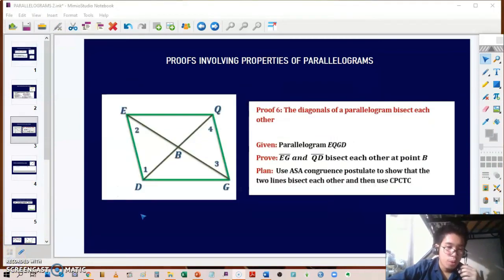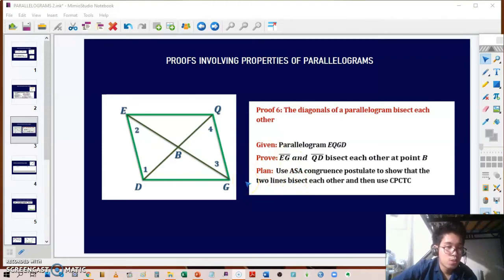For the last property of a parallelogram, we have that the diagonals of a parallelogram bisect each other. This is the sixth property of a parallelogram that we're trying to prove using a two-column proof. With other proofs we used a paragraph proof, but here we're going to use a two-column proof. Given parallelogram EQGD, we need to prove that line segments EG and QD, the two diagonals, bisect each other at point B.